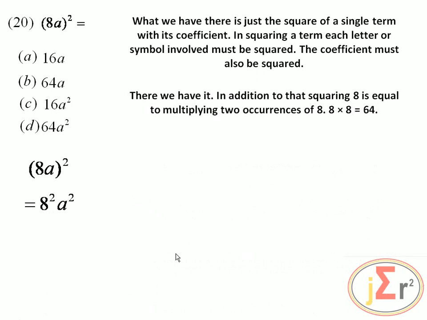There we have it. In addition to that, squaring 8 is equal to multiplying 2 occurrences of 8. So we have 8 multiplied by 8 is equal to 64. That is what we mean when we square 8. 64a squared is the answer. The correct answer is option D.